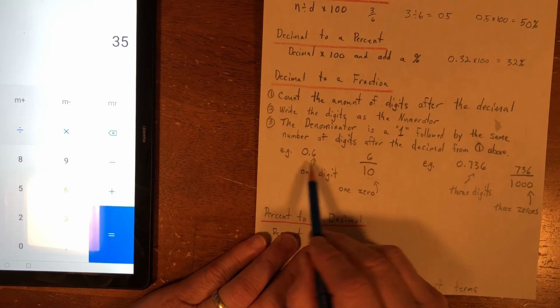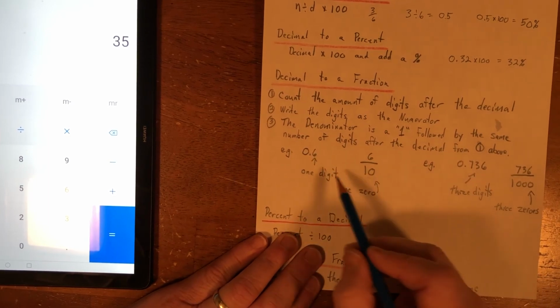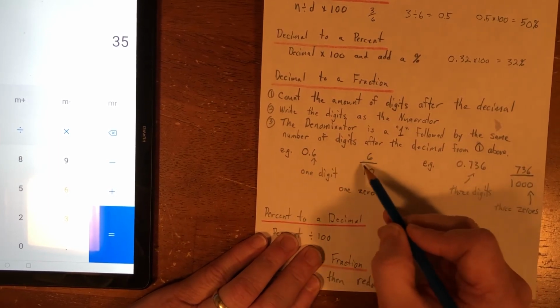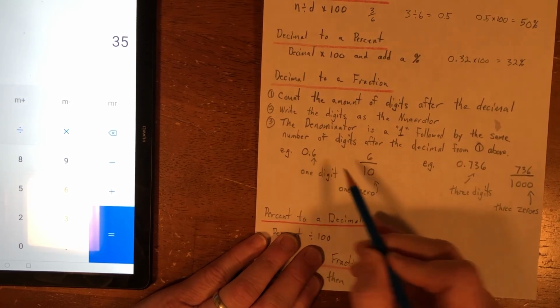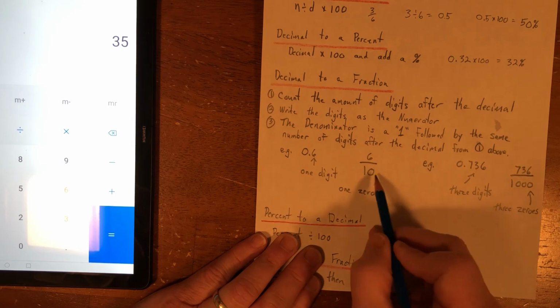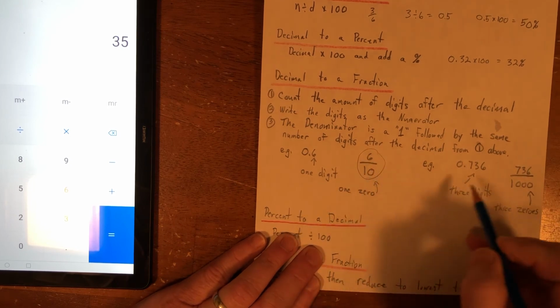So one more time. If we have 0.6, we write our 6 as our numerator. Then we put a 1, and then we count after the decimal, there's 1 digit. So we put 1 zero. So our final answer is that.